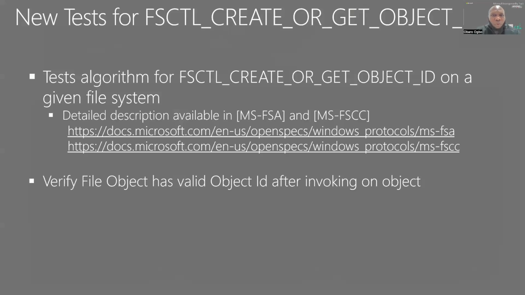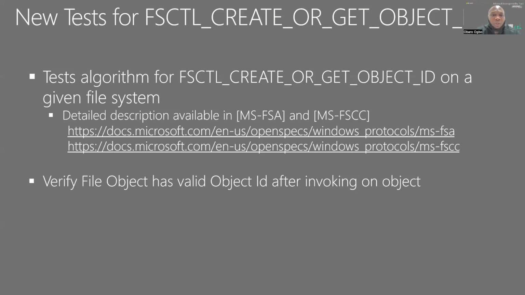A walkthrough of one of the new test cases we wrote. We wrote this test based on feedback that we got from GitHub. Someone filed an issue, and we worked with them to add this test case for FSCTL create or get object ID. So this tests the algorithm for FSCTL create or get object ID on a supported file system. Detailed description is available on MSFSA and MSFSCC.